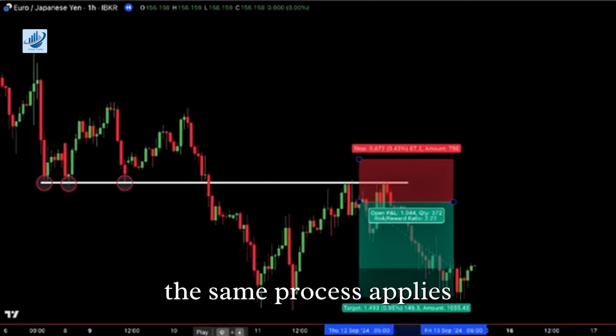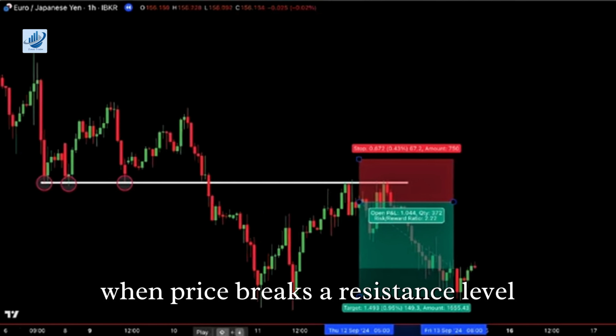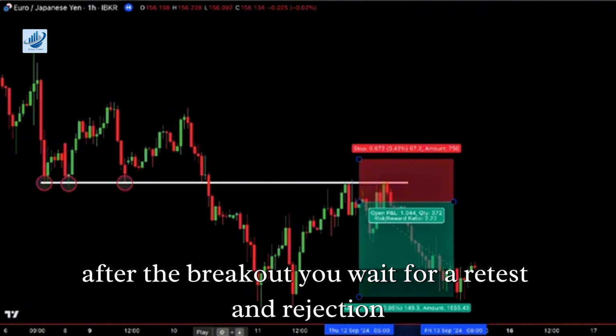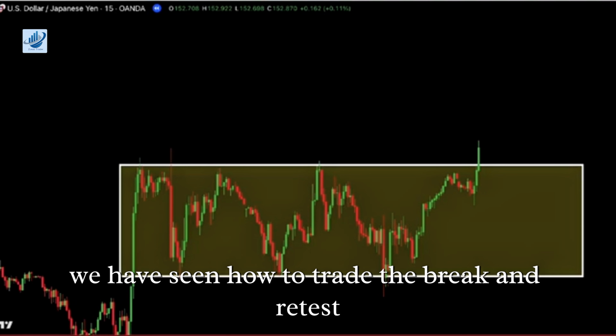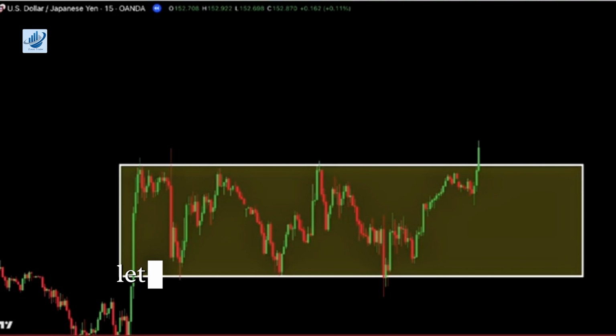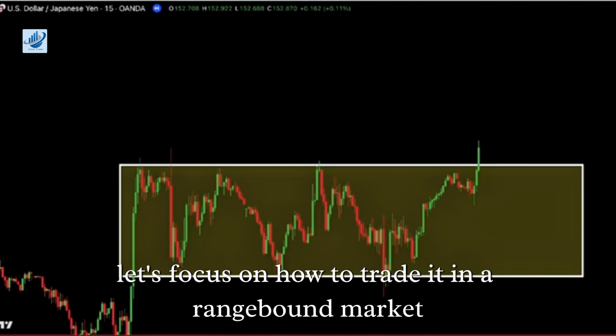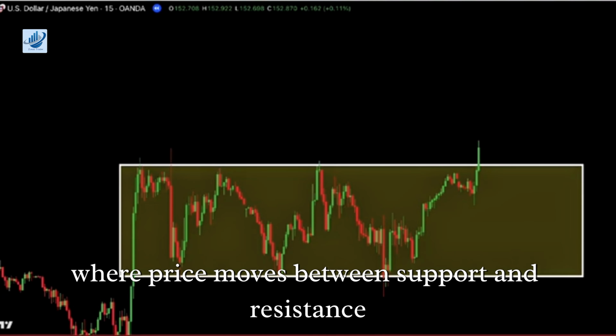The same process applies when price breaks a resistance level. After the breakout, you wait for a retest and rejection before entering a buy trade. We have seen how to trade the break and retest strategy in a trending market. Now let's focus on how to trade it in a range-bound market, where price moves between support and resistance.